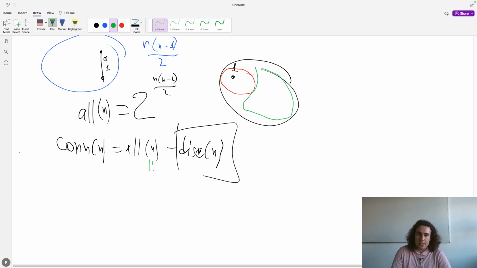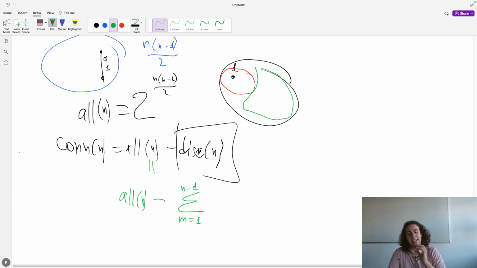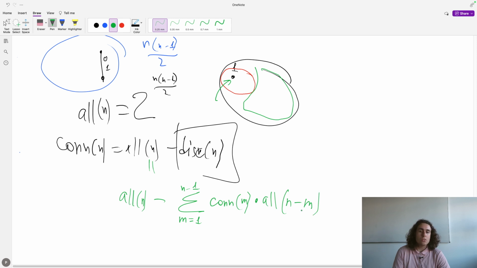So actually, this can be written down as O of n minus the sum for m from 1 to n minus 1. So m is the size of the connected component of vertex 1. It has at least vertex 1, but it can't be n because then the graph would be connected. We need some number of connected graphs on m vertices, times everything else. But everything else can be any graph, so it's O of n minus m. And this is the formula.